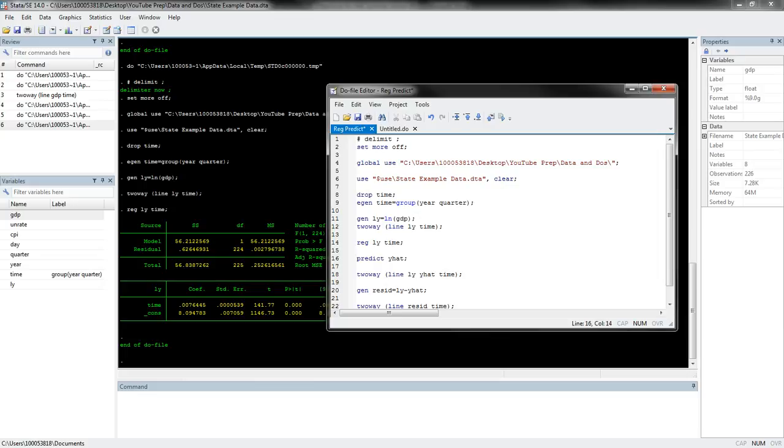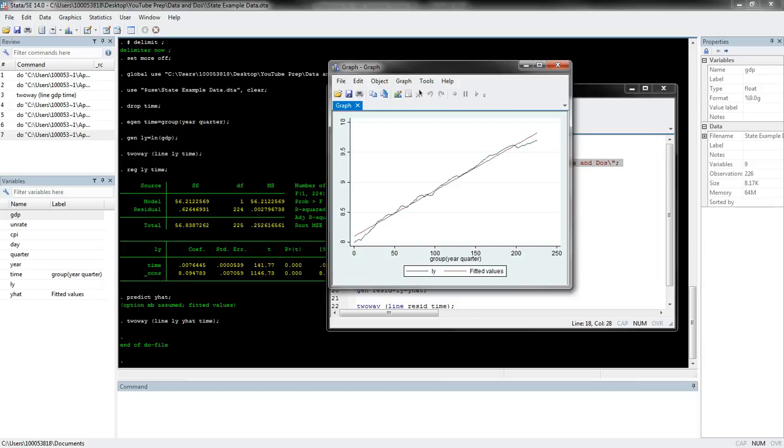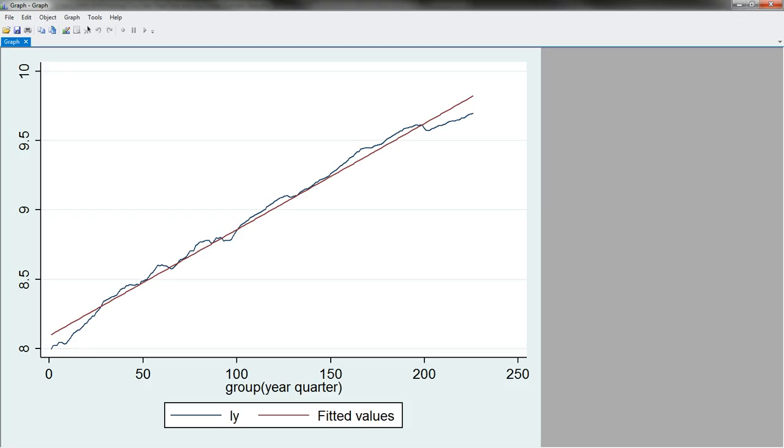If I use the predict command, it's going to generate a new variable called y hat with the predicted values of ly from this regression. Next, I'm just going to fit these into a graph. So I'm going to have a line graph of actual y, so ly, and the predicted values of ly, and I'm going to graph that over time. And if I do that, this is what I get.